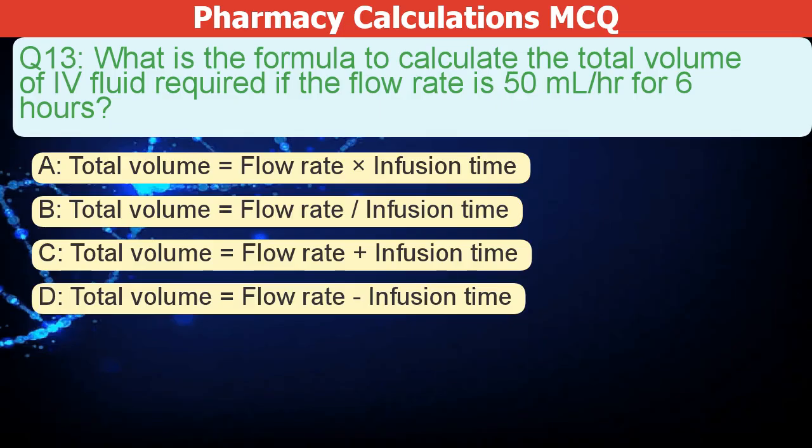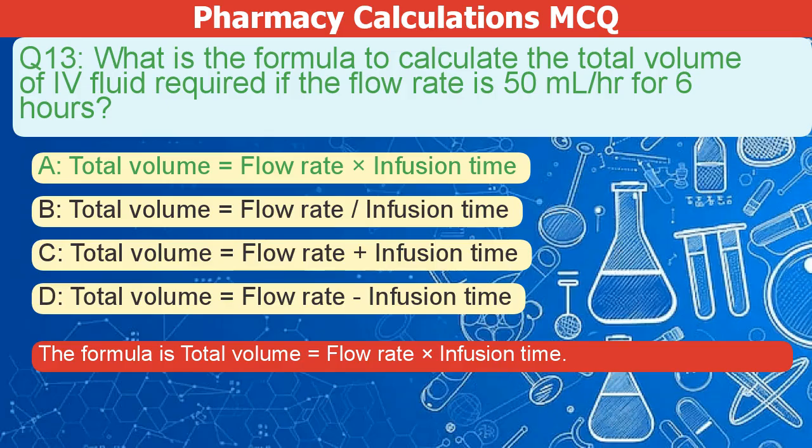What's the formula for total IV fluid volume if the flow rate is 50 milliliters for 6 hours? A. Total volume equals flow rate times infusion time. B. Total volume equals flow rate divided by infusion time. C. Total volume equals flow rate plus infusion time. D. Total volume equals flow rate minus infusion time.